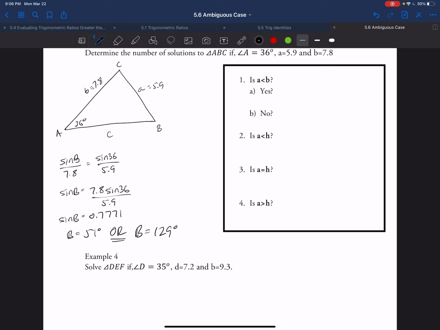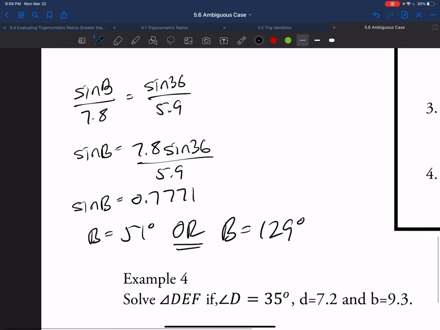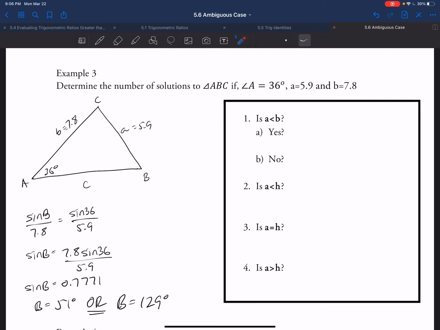Now I think, okay, if angle B is 51, that's possible because 51 plus 36, there's still plenty of room left for 180, so that should be fine. And then 36 and 129, again, plenty of room left for a third angle, so it's possible to have two triangles. So I'm going to solve for both triangles, one where B is 51 and the other where B is 129.